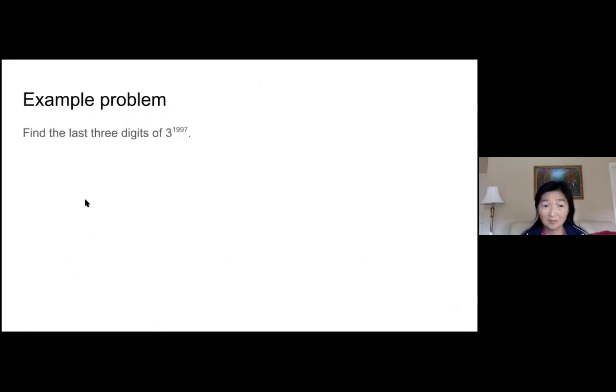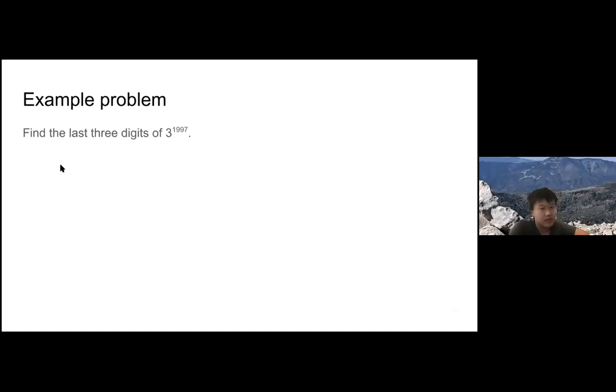Okay, so here's a normal problem. Find the last 3 digits of 3 to the 1997. So does anyone have any ideas on how to do this? First of all, you see last 3 digits. What does that mean in modular arithmetic?